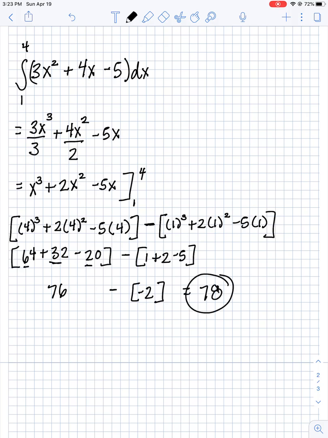And so for those of you that are picture people, that means if we were to graph this quadratic and find the area between 1 and 4, the area would be 78 units. Okay? And so that's another example of a definite integral.